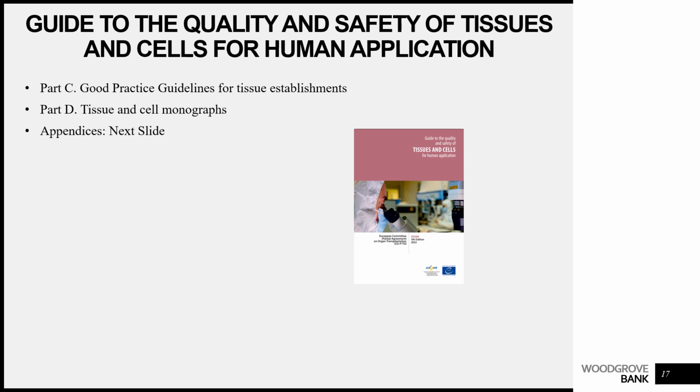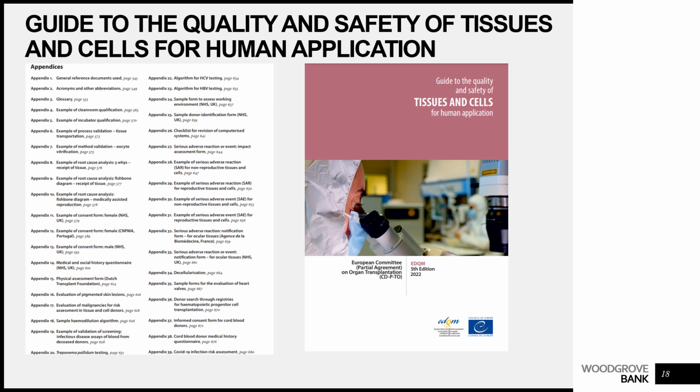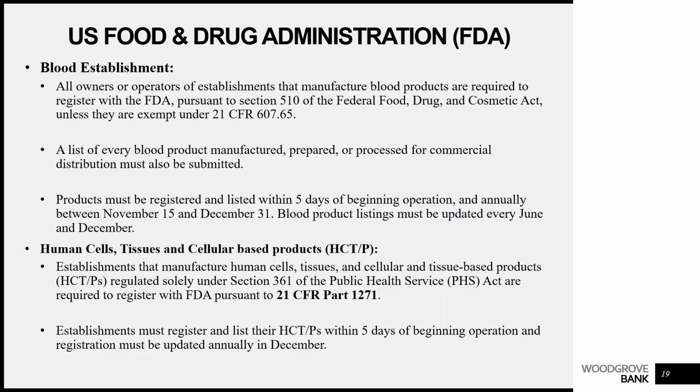So as I said, this is a really useful document. The appendix, oh, I've just gone past it, but the appendix contains a lot of information like root cause analysis, examples of consent forms, fishbone, quality risk management and quality management. And also GDPR.